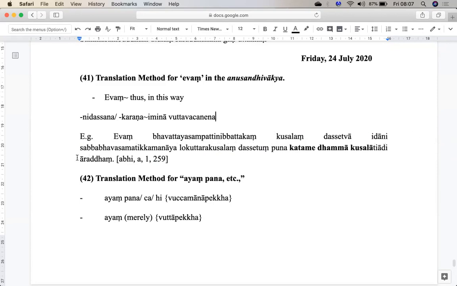Idāni, now, sabbabhava samatikkamanāya lokuttaraṃ kusalaṃ, that is, to show the lokuttara kusala. Samatikkama is overcoming, and āya is dative for the purpose: for the sake of overcoming all types of bhavas, sabbabhava. So puna again kataman dhammā kusalā ti ādi āraddhaṃ. That is why here evaṃ is in the sense of nidassana.